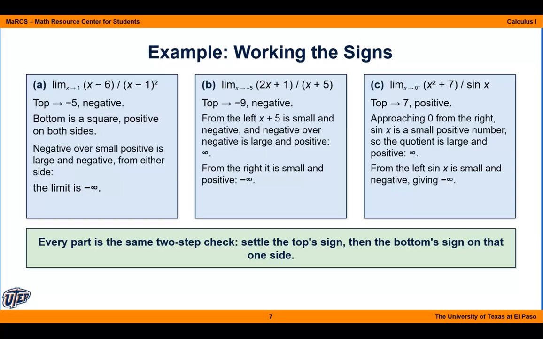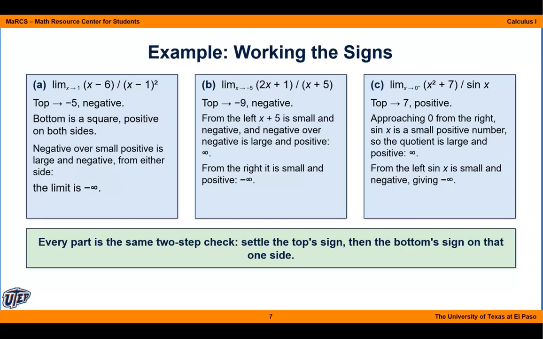In part B, the numerator approaches negative 9 from negative 9. Now, from the left, the denominator is negative, so the quotient approaches positive infinity. From the right, the denominator is positive, so the quotient approaches negative infinity. The two-sided limit does not exist.